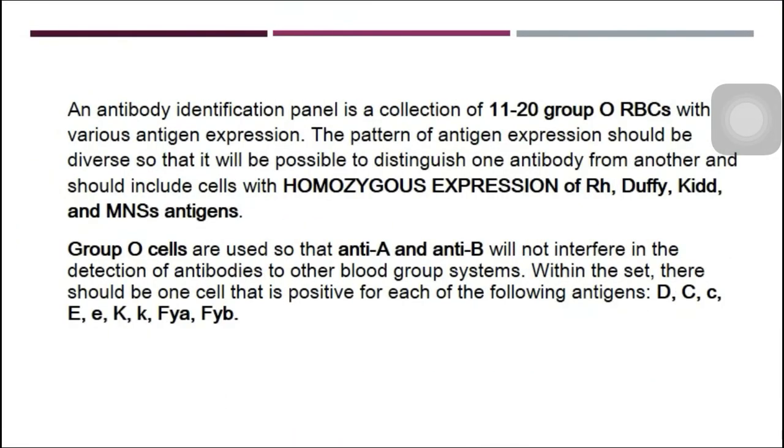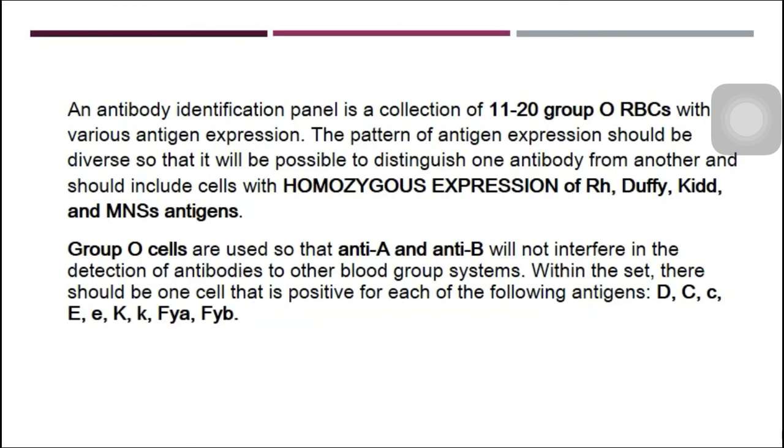So again, an antibody identification panel po is a collection of 11 to 20 group O RBCs po with various antigen expression po. Now, this pattern of antigen expression should be diverse so that it will be possible to distinguish one antibody from another po, and it should include cells with homozygous expression po. When you say homozygous expression po, okay, kasama po dyan yung, of course, yung RH, Duffy, Kidd, and MNS po.